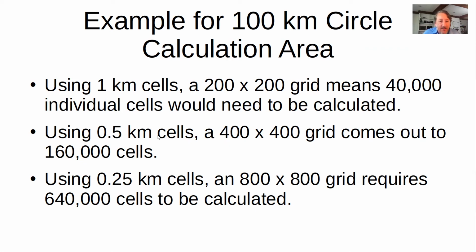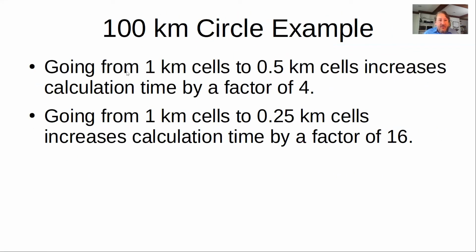If you go down to a 0.5 kilometer cell, then for that same calculation area you're looking at a 400 by 400 grid, which comes out to about 160,000 cells. And if you get down to a 0.25 kilometer cell, you're looking at an 800 by 800 grid, which requires the calculation of 640,000 cells. So you can see the number of cells required becomes considerably larger as you go down in cell size. Just to give you an example, going from a 1 kilometer cell to a 0.5 kilometer cell increases the number of cells by a factor of 4.